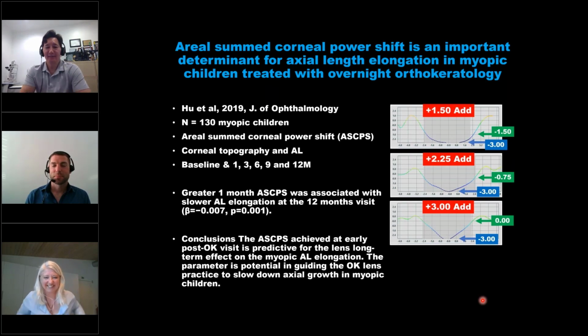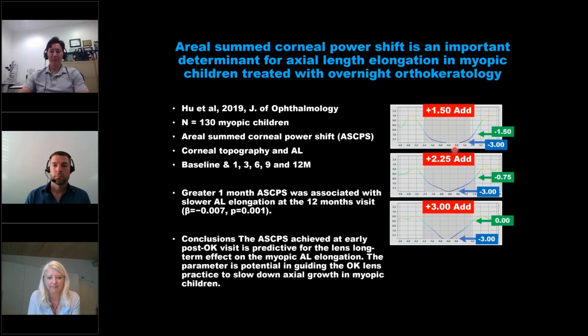This study works to answer this question. It was published in the Journal of Ophthalmology, looking at 130 myopic children. In their findings, they found that if there was a big power shift in the earliest days of the treatment, so at month 1, month 3, and so on, the bigger this power shift from the foveal change to the peripheral corneal change, the higher the spherical aberration, the better the myopia control.